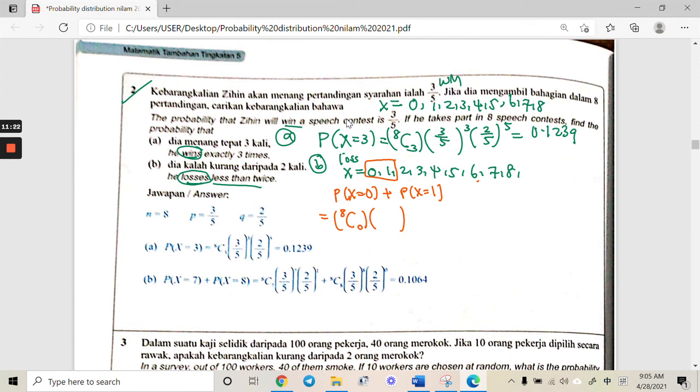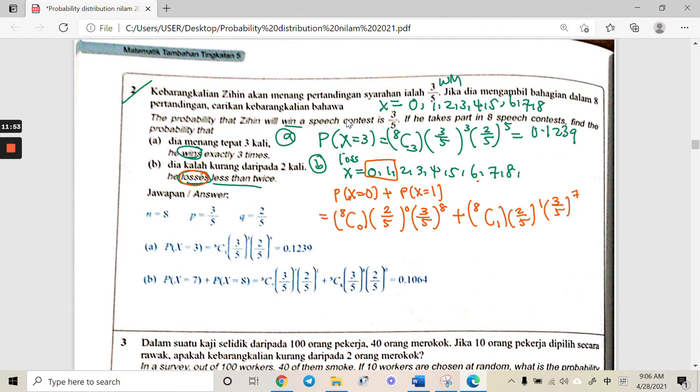The different thing is the p value will change. So the p value here is probability loss. So just now probability win is 3 over 5, so loss is 2 over 5. Now put 0. And then winning is 3 over 5 power 8. Then plus 8 C 1, and then 2 over 5 power 1, and then 3 over 5 power 7. So what I do is like this.